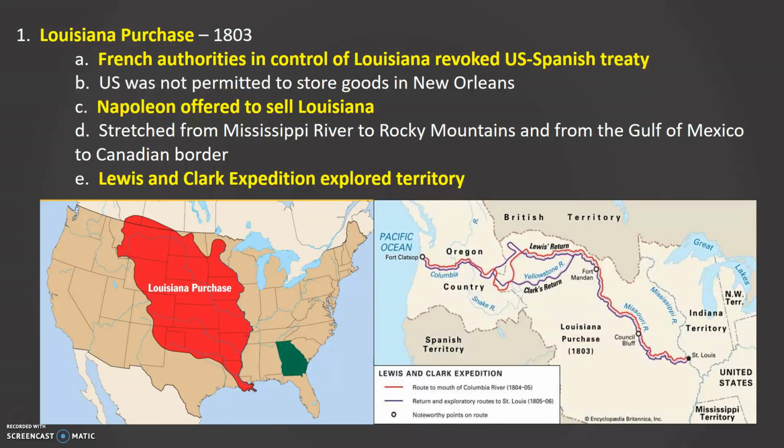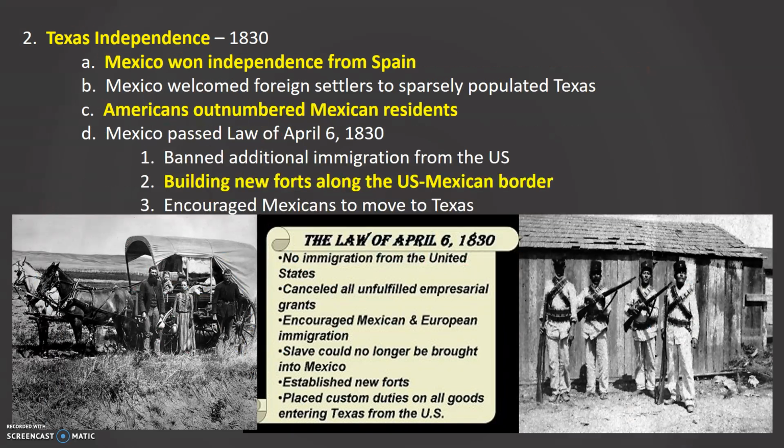Napoleon then is going to be involved in a whole bunch of wars that you guys talked about last year, or last semester, in the Napoleonic Wars. He offers to sell Louisiana to the United States as a territory that stretches from the Mississippi River to the Rocky Mountains, and then also from the Gulf of Mexico to the Canadian border. Eventually, we do purchase this area, and Lewis and Clark is going to be sent out on an expedition to actually survey it and actually come back to the government and tell them exactly what they had purchased.